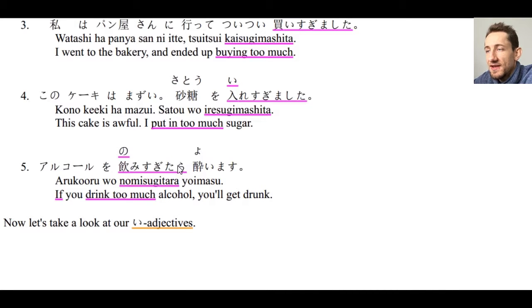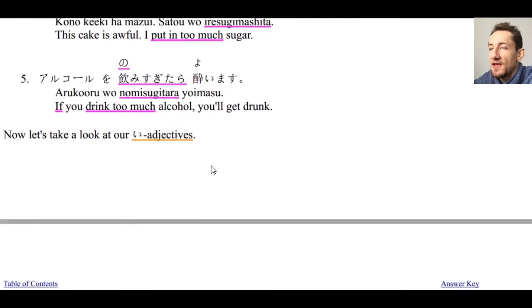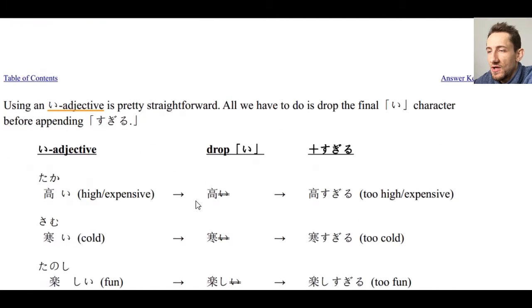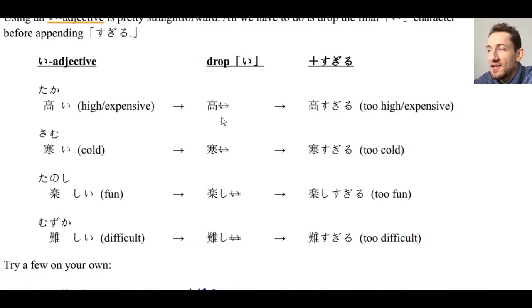So remember, we just append すぎる to the masu stem of our type 1, type 2, or type 3 verb, and that's it. And our e-adjectives are also pretty straightforward. All we have to do is drop the final e character and append すぎる. So here we have some examples. So we have 高い, drop the e, 高すぎる, too high or too expensive.